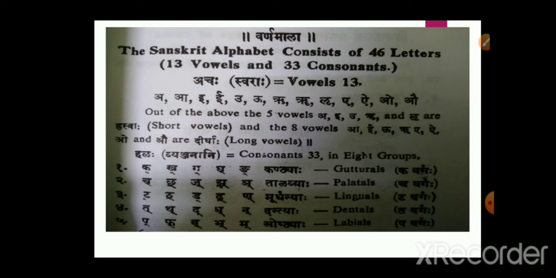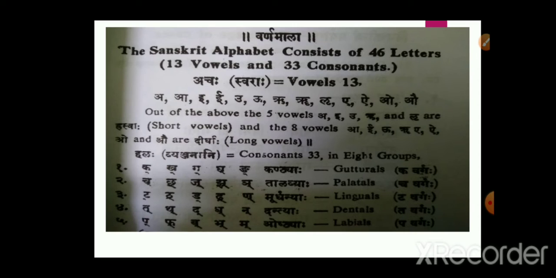Now let's see the consonant part. Consonants are 33 in number. Those are called halaha or vyanjanani. These are in 8 groups. Let's see what those 8 groups are. The first group is ka vargaha. Group means vargaha in Sanskrit. The group of the letter ka, that's why it is called ka vargaha.